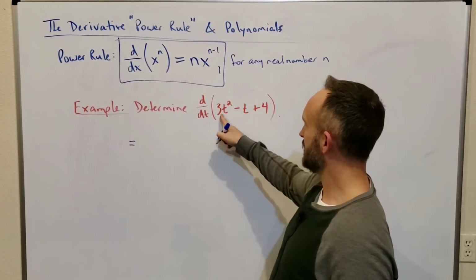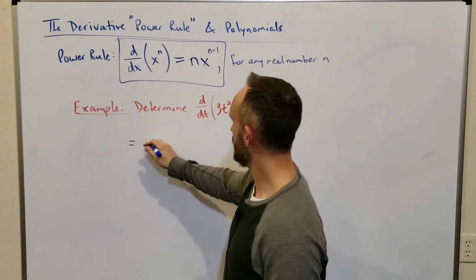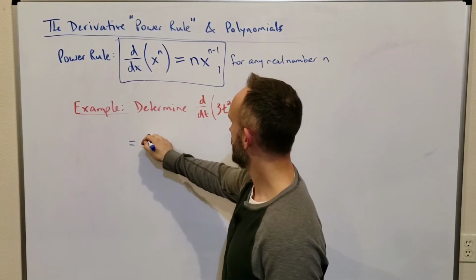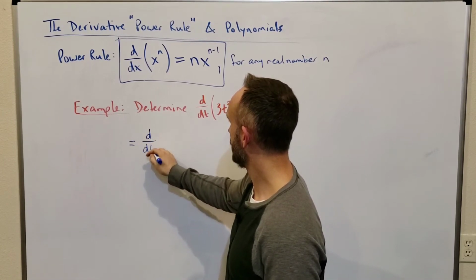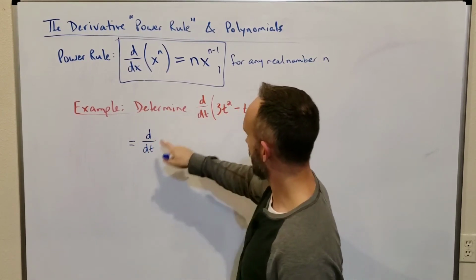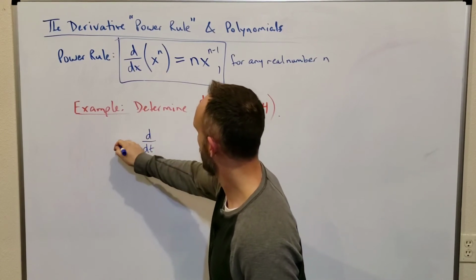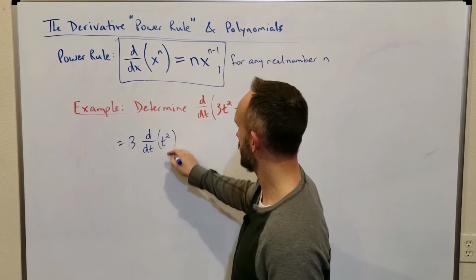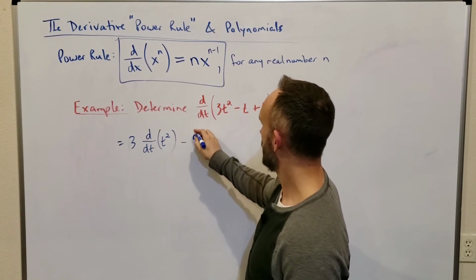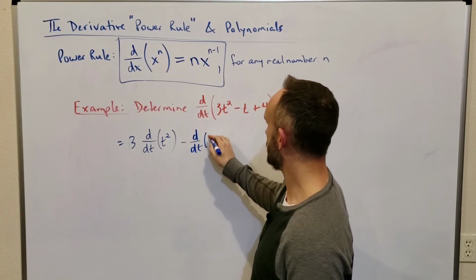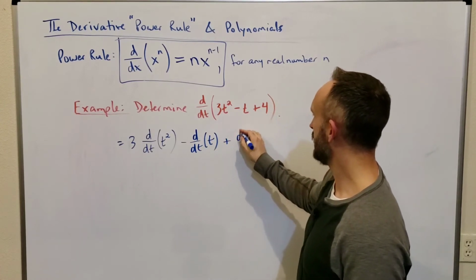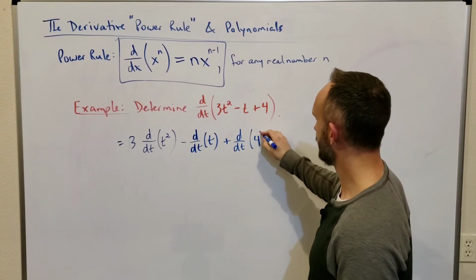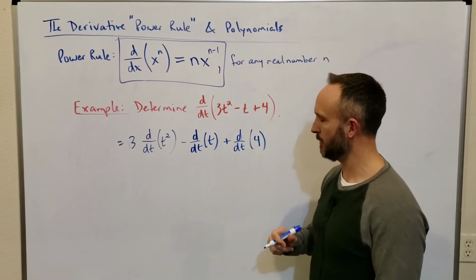Because you've got a sum and difference and a constant multiple here, you can push the derivative into the functions of t. So let's pull the constant out to the front of this derivative. So it's 3 times the derivative with respect to t of just the t squared function, minus the derivative with respect to t of the t function, plus the derivative with respect to t of the constant function 4. Now that one we're going to talk about a little bit.